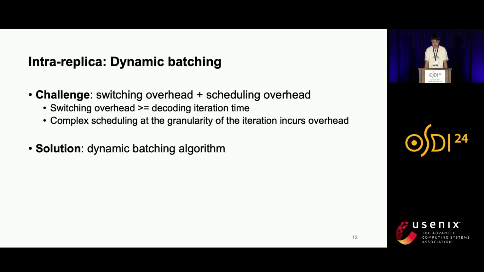However, implementing a dynamic switching scheduling algorithm is not simple. Firstly, the overhead of switching is not negligible, as it requires additional matrix multiplications and additions or substitutions, since the decoding iteration time is typically only a few milliseconds. The overhead itself could even exceed the decoding iteration time. On the other hand, if complex scheduling is done at the iteration granularity, the fast iteration speed adds further complexity to the scheduling algorithm.